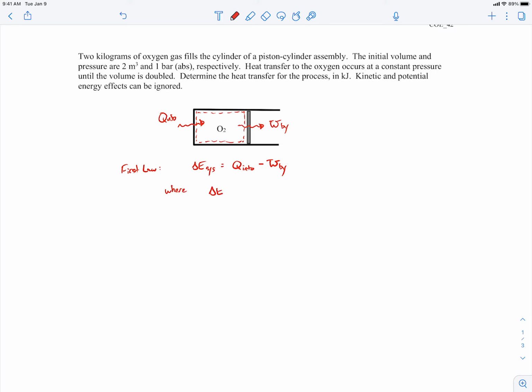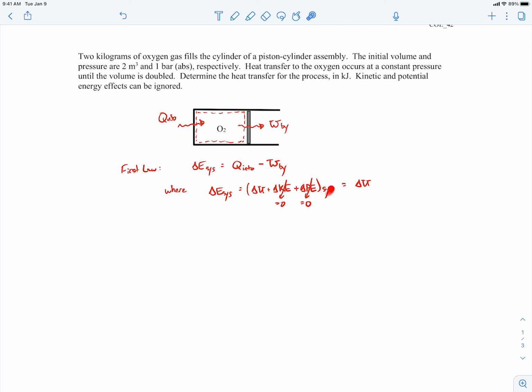So the change in total energy of the system is going to be the change in internal energy plus the change in kinetic energy plus the change in potential energy of the system. But we're told that the kinetic energy and potential energy aren't changing for the system. These are good assumptions because there's no velocity change in our system, and the system's not changing its elevation, so it's not changing the potential energy. So no velocity change means there's no change in kinetic energy. No elevation change means no potential energy change. So we're just left with the change in internal energy.